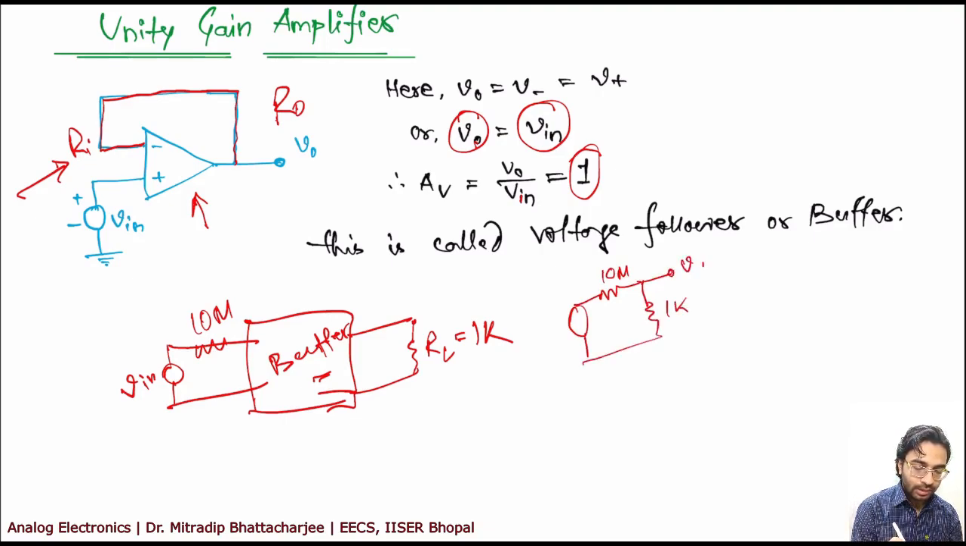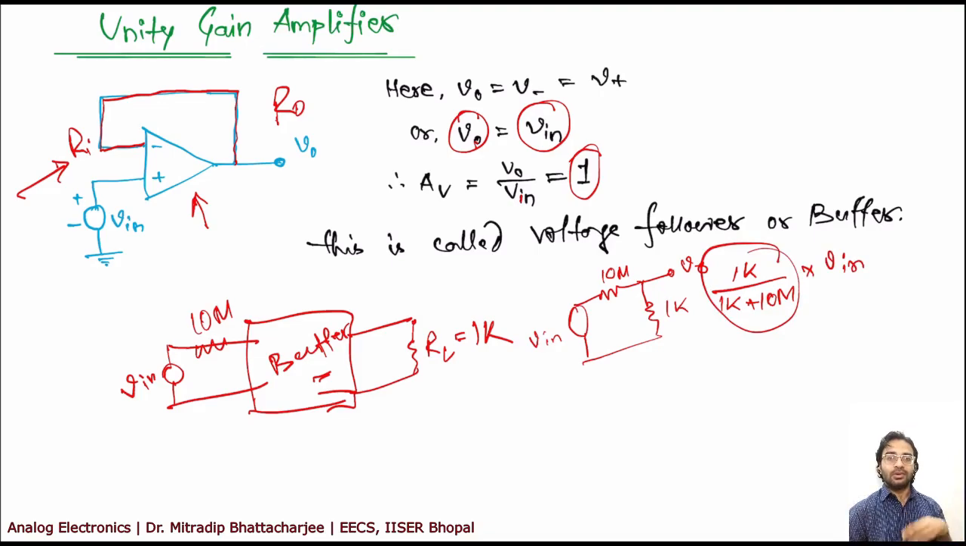So what will be your Vout? Your Vout will be, according to the voltage divider rule, 1k divided by 1k plus 10 mega into Vin. So your output will be very, very less, because the network is such that your output is very low but your input is very high. So in that case, you will face a huge problem dealing with this kind of circuit, because if your output is very low, you can't work with such small outputs.